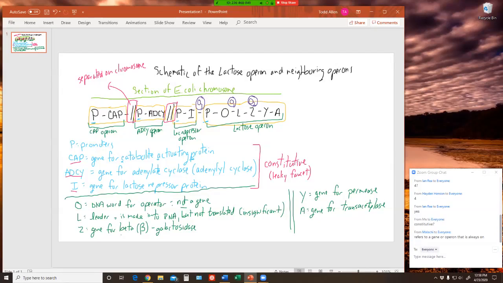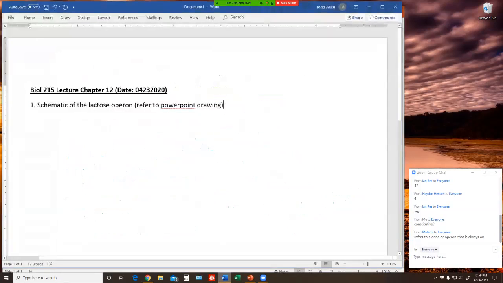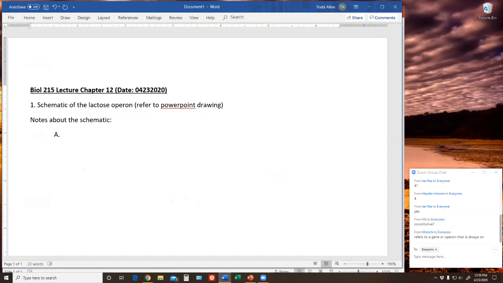So let me go back to the Word document. Okay, and let's take some notes on the schematic. Notes about the schematic, okay? All right, some things that I want you to appreciate.